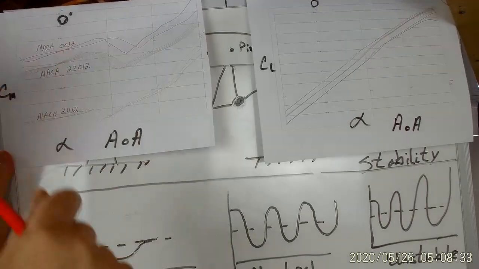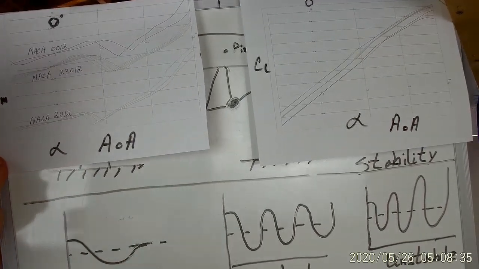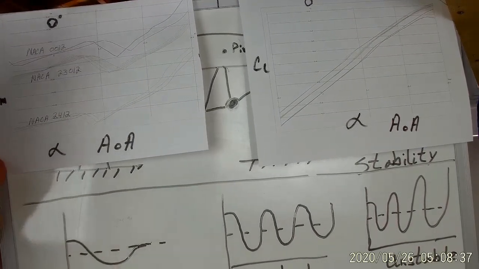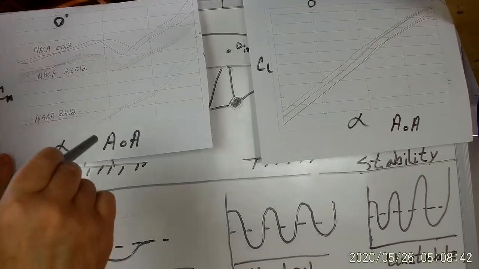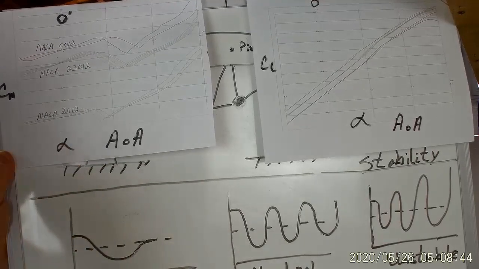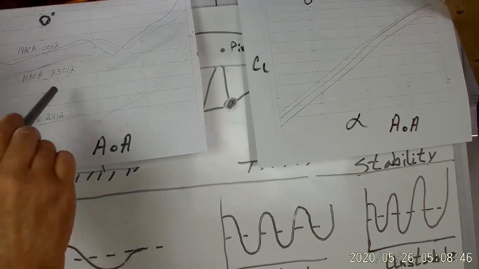So that's where they are. It's just a path that they followed down and still exists to this day. An interesting little piece of historical information there. So what's the main thing that we notice about these pitching moment curves?